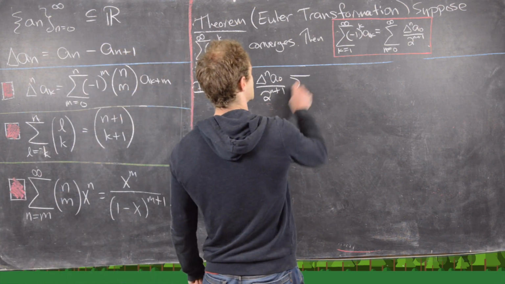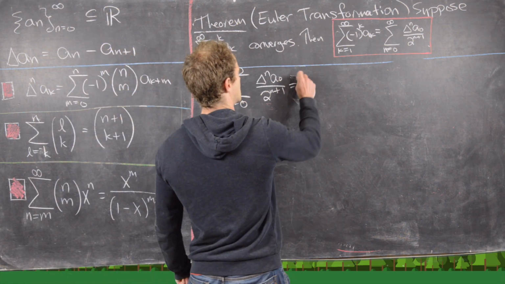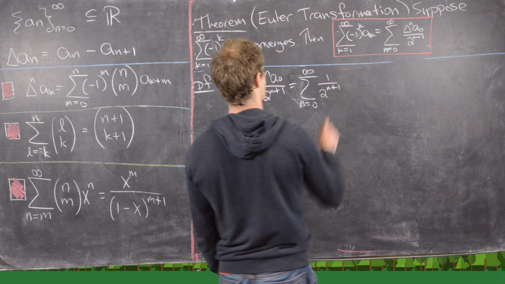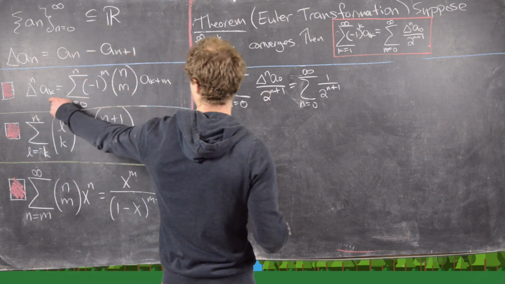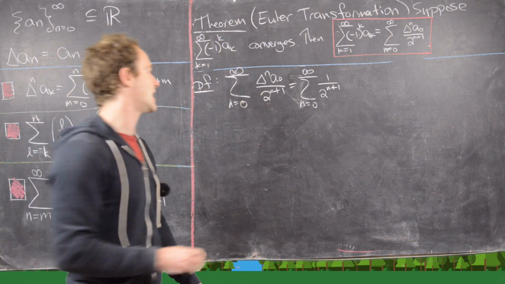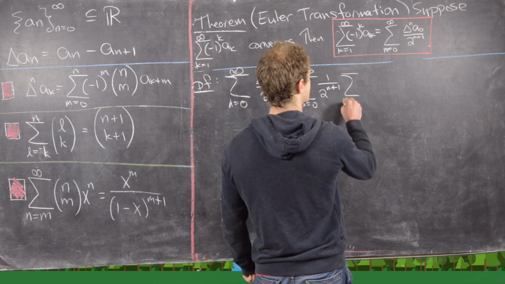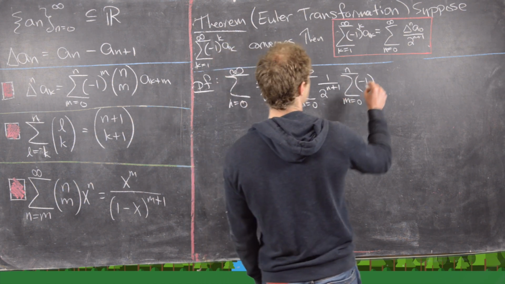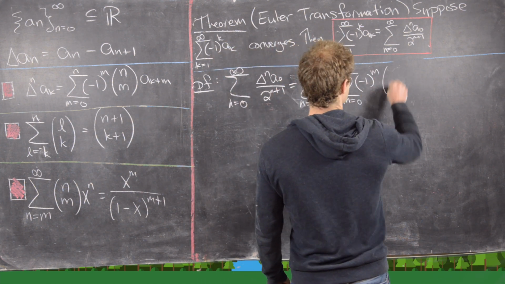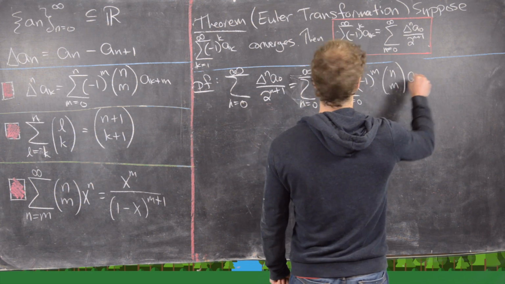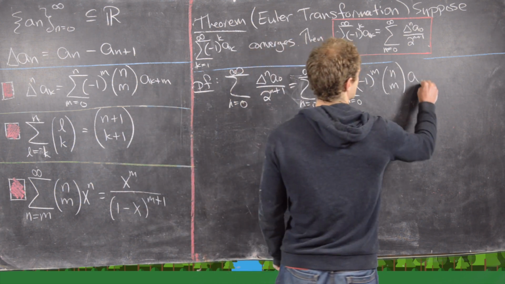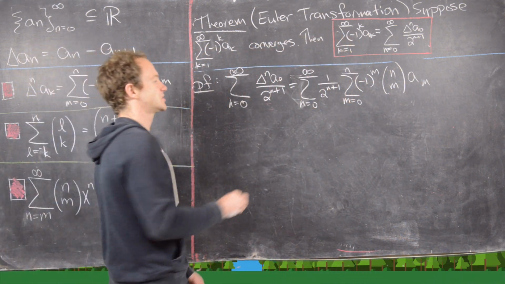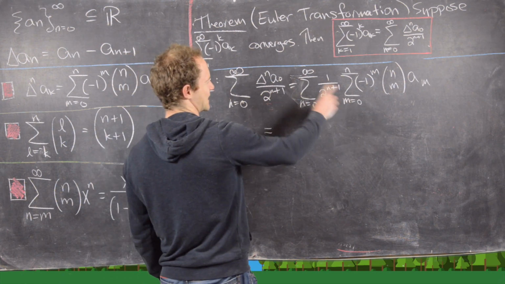Okay, but notice that's going to be equal to the sum n equals 0 to infinity of 1 over 2 to the n plus 1. And now we have this formula for the forward difference operator having been applied n times. So that's going to give me the sum m equals 0 to n of minus 1 to the m, and then n choose m, a sub 0 plus m, so in other words, a sub m. Okay, good. But now I'm going to turn this into a double sum instead of this iterated sum.